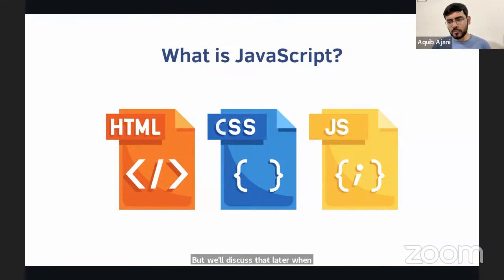So JavaScript is probably the only language, right? The only programming language which works with both front-end as well as backend, right? Because in case of other languages like Python or Java, they don't really work with front-end. Python is only backend. Java is only backend, right?